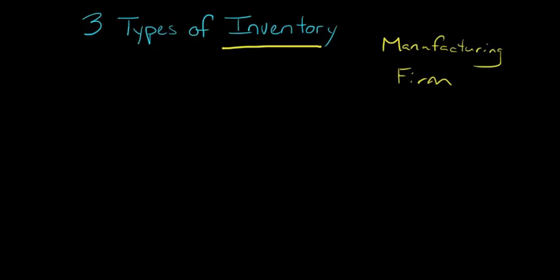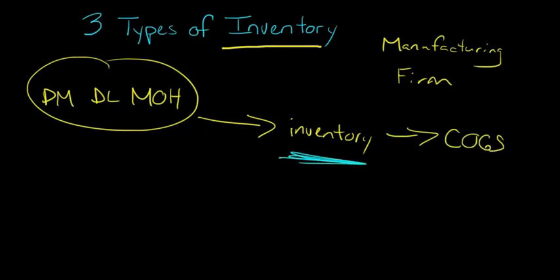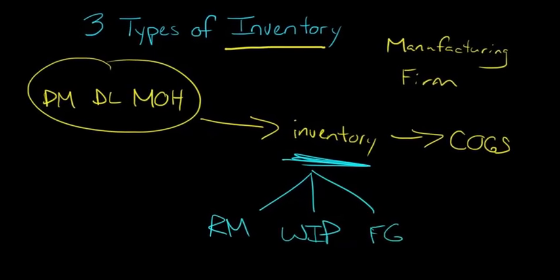So first of all, we've already talked about things like direct materials, direct labor, and manufacturing overhead, and how these costs go into inventory, and then they flow out of the firm through cost of goods sold. What we're looking at specifically here is this inventory component, and there are actually subcategories of it. We've got raw materials, which I'll put as RM, work in process, which is WIP, and finished goods. I'm going to explain each of these in more detail.